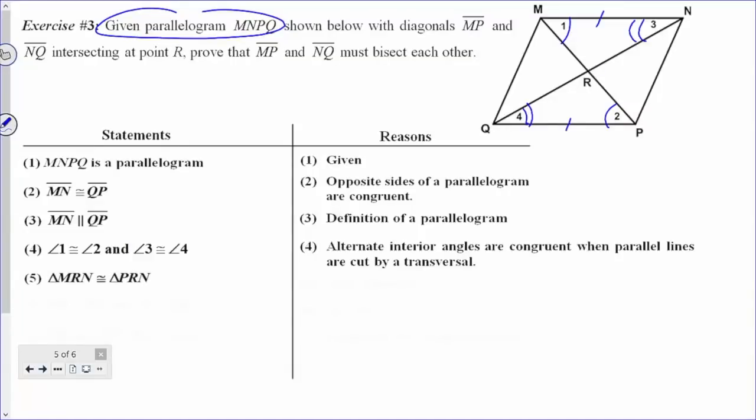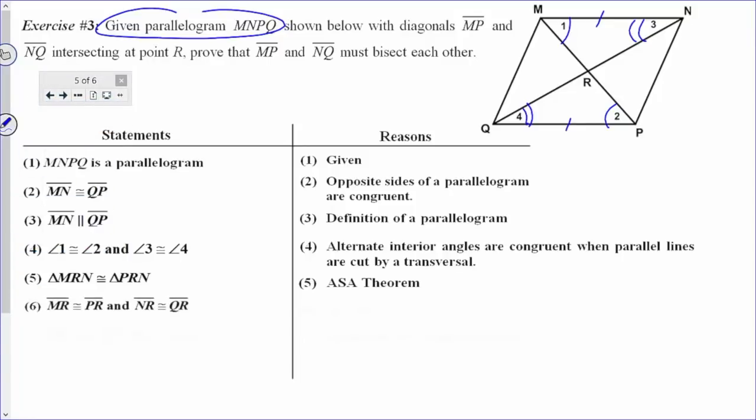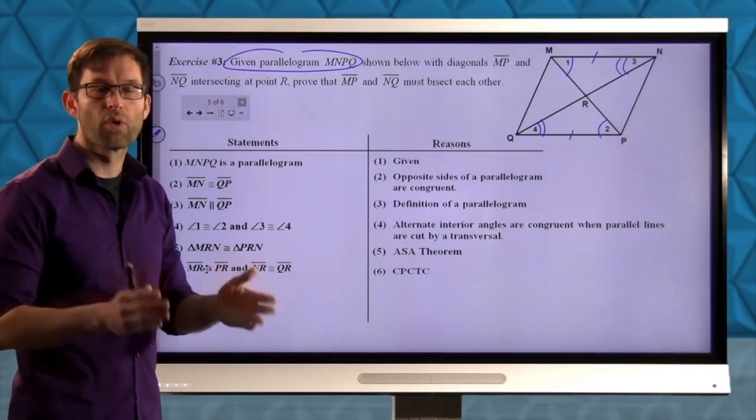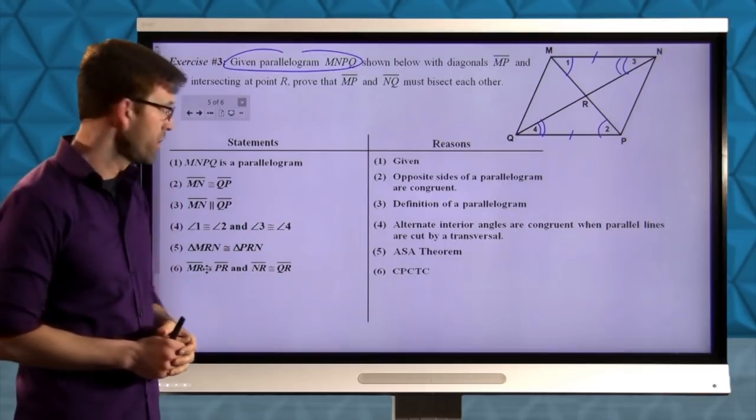But I now can say that triangle MNR is congruent to triangle PRN, okay? And that is simple, the angle-side-angle theorem. Let me get this up here. I can now say that MR is congruent to PR, and that NR is congruent to QR, all right? And that's due to CPCTC, right? Corresponding parts of congruent triangles are congruent.